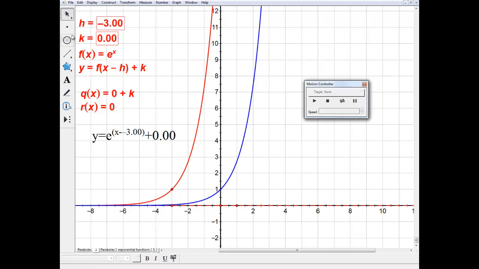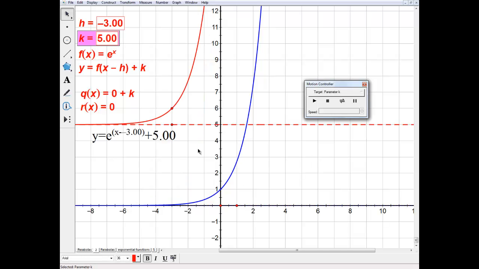All right, let's see what happens if I set k equals 5. Again, everything shifted up 5. So the effect of e to the power x minus negative 3, which is the same as x plus 3, is 3 to the left and 5 up. So the point from here went 3 left and 5 up. The asymptote moved from 0 to 5 up. A horizontal asymptote moving left or right is not going to make much difference.